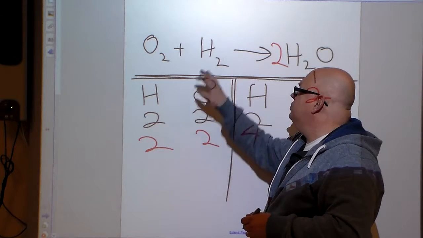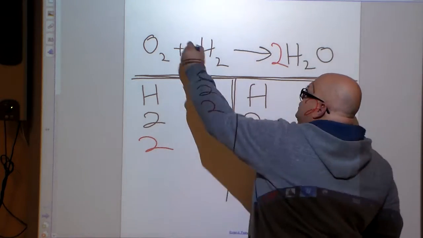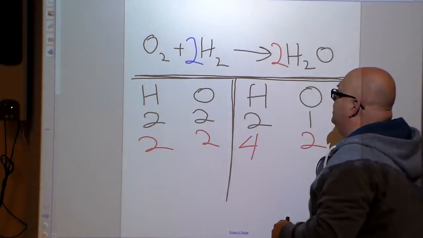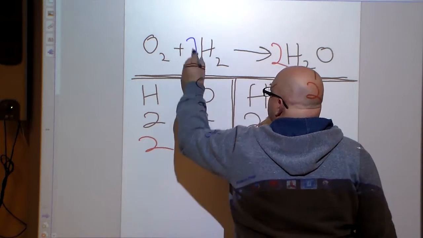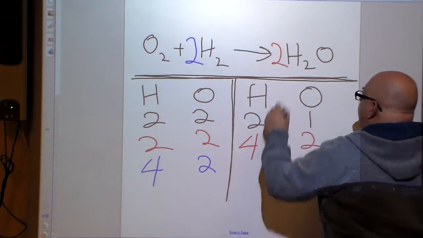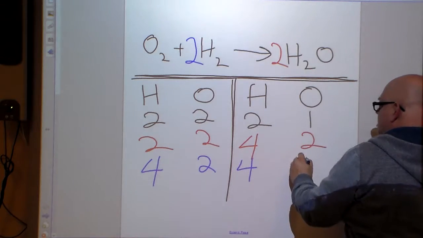So 2 times what is going to get us 4 hydrogens? Oh, 2. So we can put a 2 up here. Remember, you changed the coefficient. So now let's bring this in. We have 2 oxygens, 2 times 2, 4 hydrogens. Okay, 2 times 2, 4 hydrogens. And then 2 times 1 is 2.